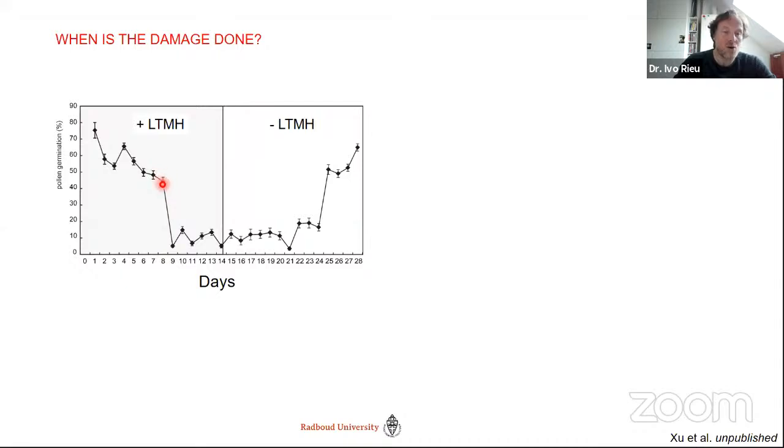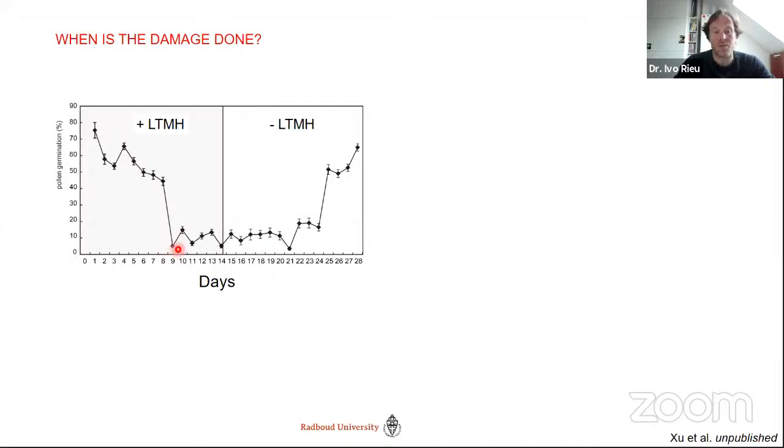So if you open a mature flower that has been in the heat for 8 days, it's still pretty well in terms of pollen viability. Whereas flowers that have been in the heat for 9, 10, 11 and more days have big problems. This was quite a strong LTMH effect, and we get below 10% pollen viability. So at least you need heat 9 days before the flower opens.